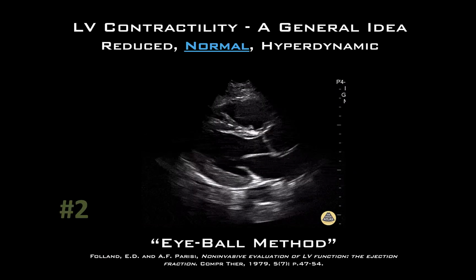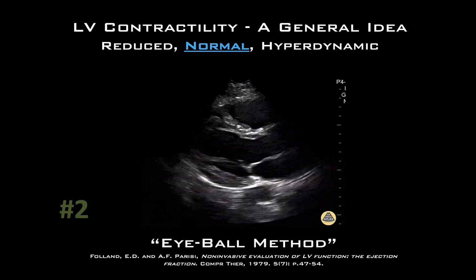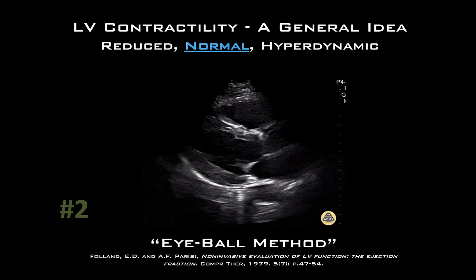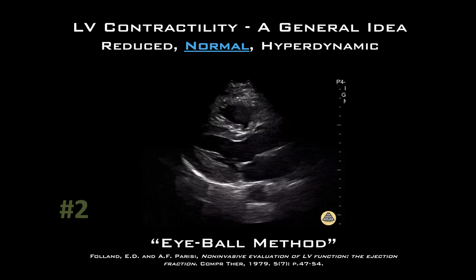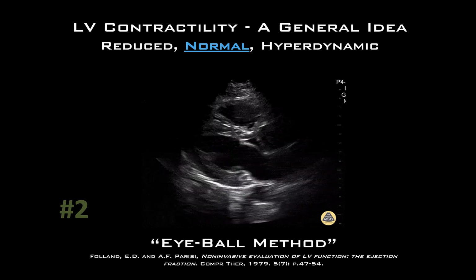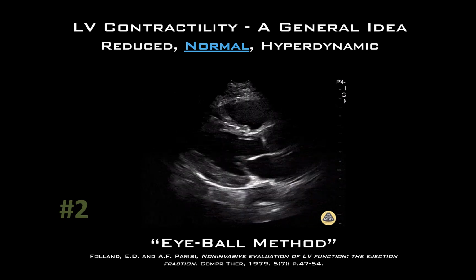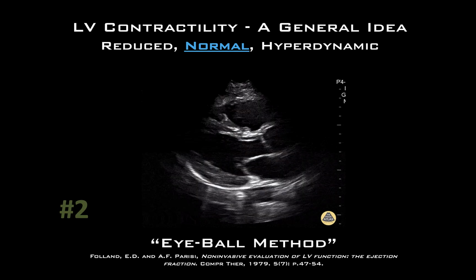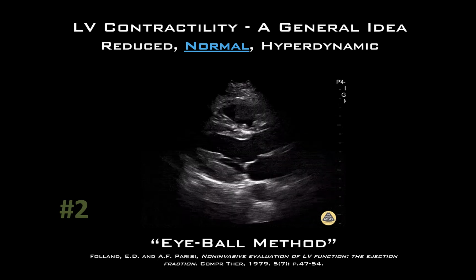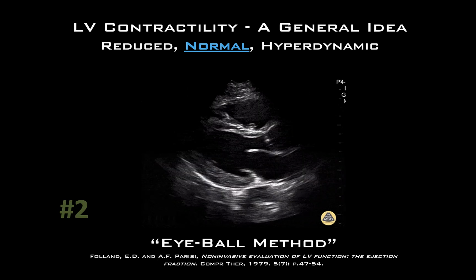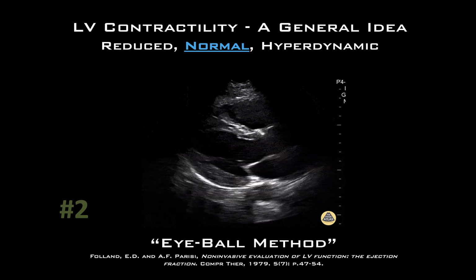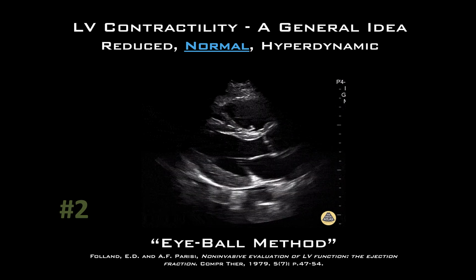The second question pertains to getting a general idea of global left ventricular systolic function. Here is an example of a parasternal long axis view demonstrating a grossly normal left ventricular systolic function. Recall that gross systolic function can be qualitatively assessed by observing, firstly, endocardial excursion, or whether the endocardium moves symmetrically towards the center of the chamber during systole.